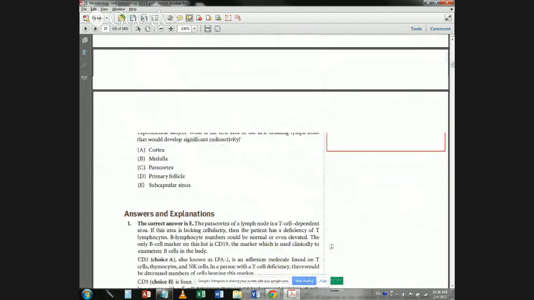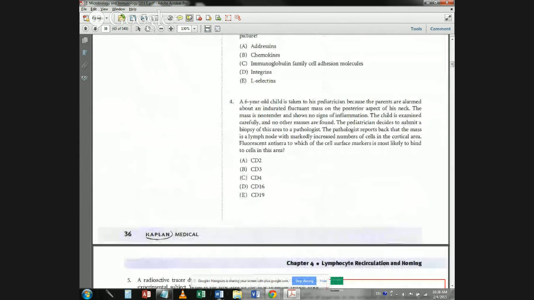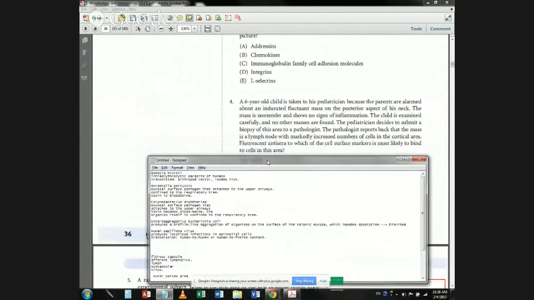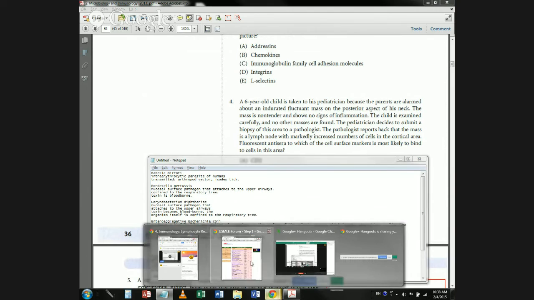Okay. Question number 4. Question number 4 talks about a 6-year-old child who is taken to his pediatrician because the parents are alarmed about an indurated fluctuant mass on the posterior aspect of his neck. Yowza, I would be too. Indurated, fluctuant. What does that mean?